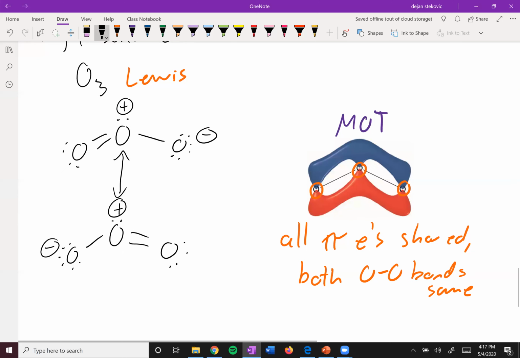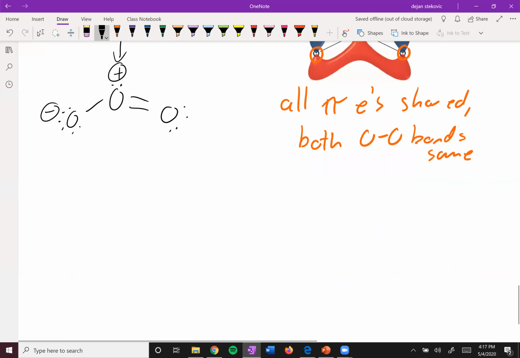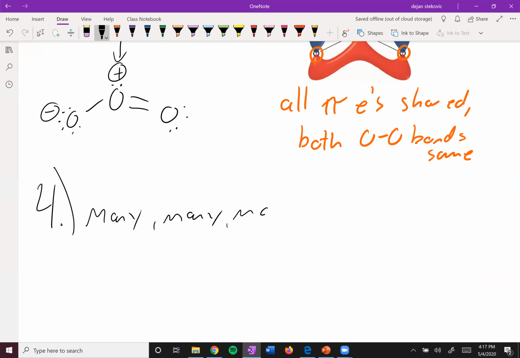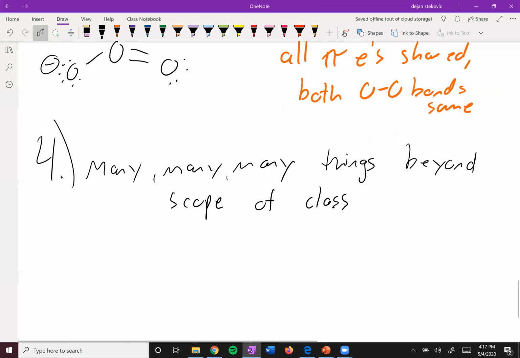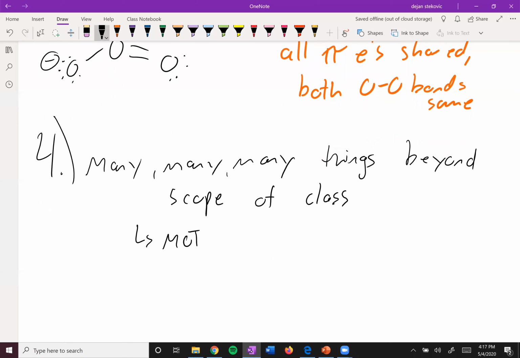And so in terms of our class, we really won't touch on molecular orbital theory, but I really want to hammer the point that molecular orbital theory really is the best. So there are many, many things that molecular orbital theory will predict that Lewis structures cannot. That's just beyond the scope of this class. And so at the end of it, molecular orbital theory is almost always correct. If it's not correct, then chances are you did the math wrong somewhere.